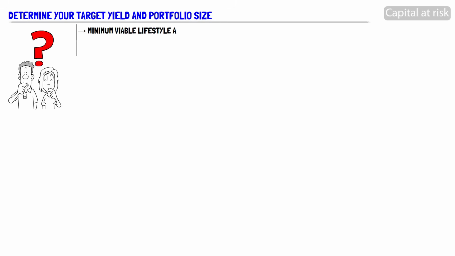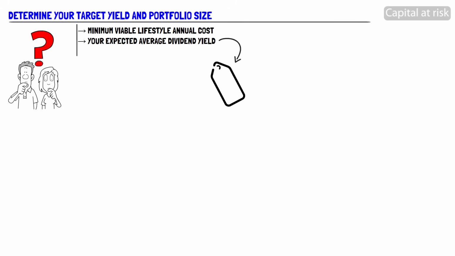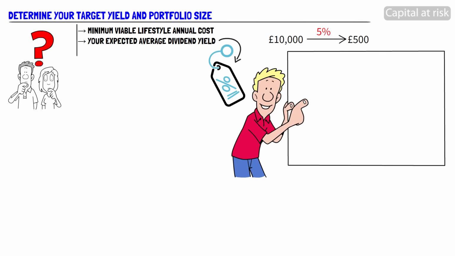To figure out how much capital you need to live off dividends, start with two key numbers: your MVL, minimum viable lifestyle annual cost, and your expected average dividend yield. Dividend yield is the percentage of your investments you receive as income each year. For example, if you invest £10,000 in a stock or fund that pays £500 per year in dividends, the yield is 5%. Let's go back to the earlier example of someone living on £13,500 per year.